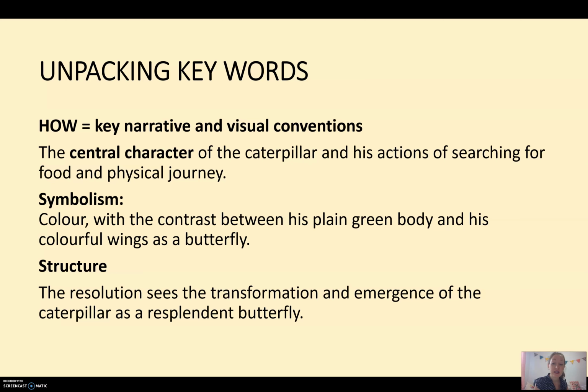In this case, we have the central character of the caterpillar and his actions of searching for food and his physical journey. We have symbolism with particularly striking colour, emphasising the contrast between his plain green body and his colourful wings as a butterfly. We also have some juxtaposition there. And the structure. So the resolution sees the transformation and the emotions of the caterpillar as a resplendent butterfly. So that's the how part of the question.